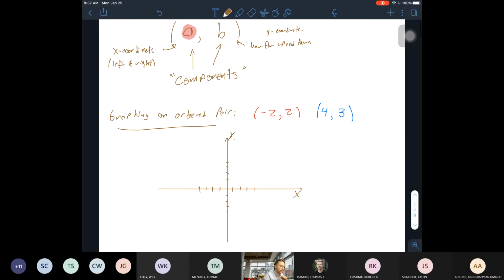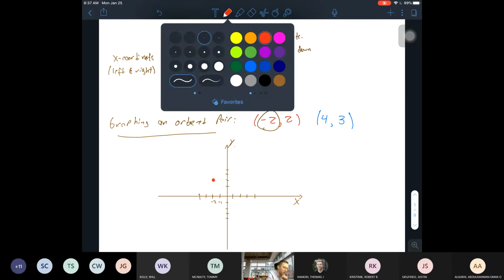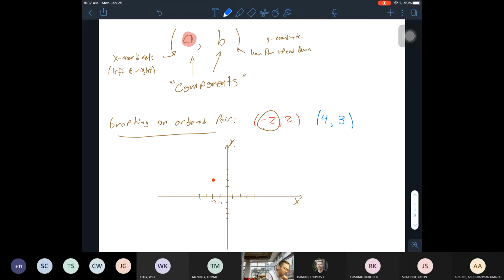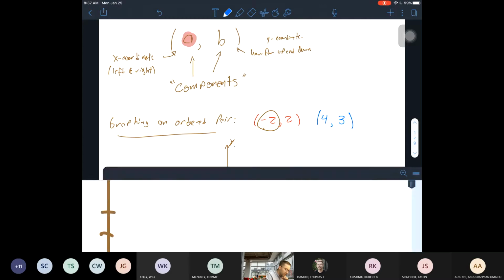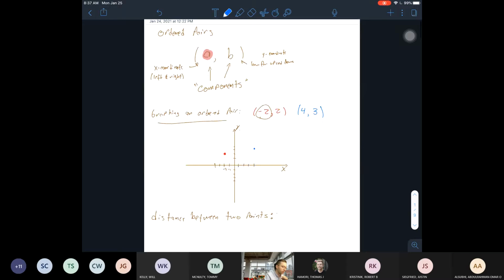Okay, so if we want to graph -2, 2, we should read the X coordinate as -2. That says we should go to the left 2. So here's -1 and -2, and then we should go up 2. So here's the point, let me do it with red. Here's the point -2, 2. And for 4, 3, all we want to do is move over 4, 1, 2, 3, 4, and then up 3. So that one would exist around there. Somewhere there. Okay, so that's how we graph ordered pairs.